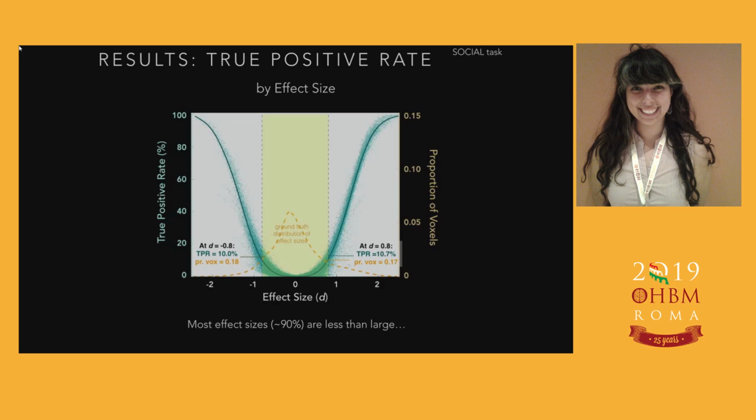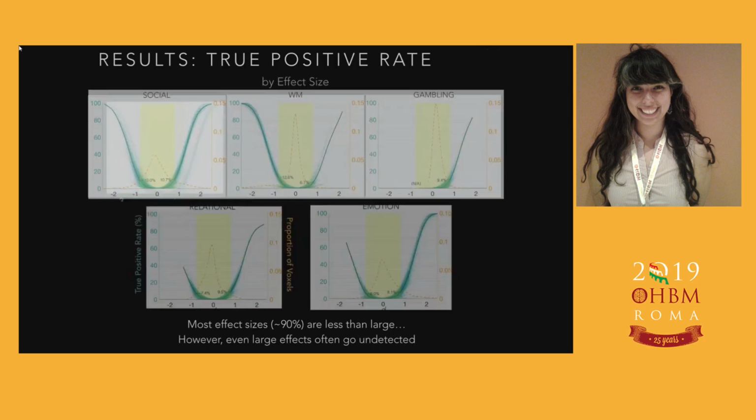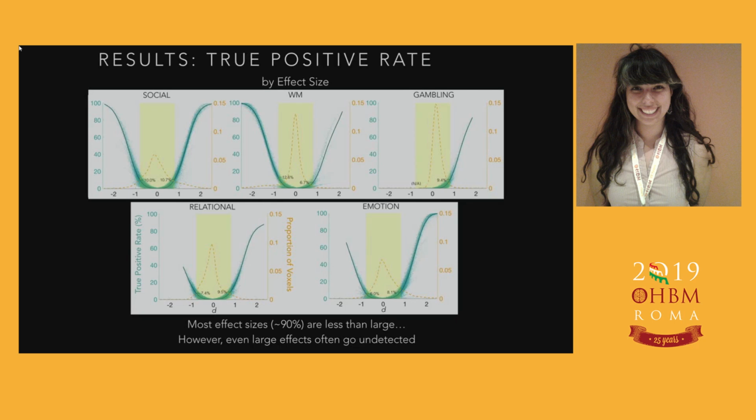So now I'm going to show you across different tasks. And on average, we tend to be able to detect effects less than 10% of the time at a large effect size.